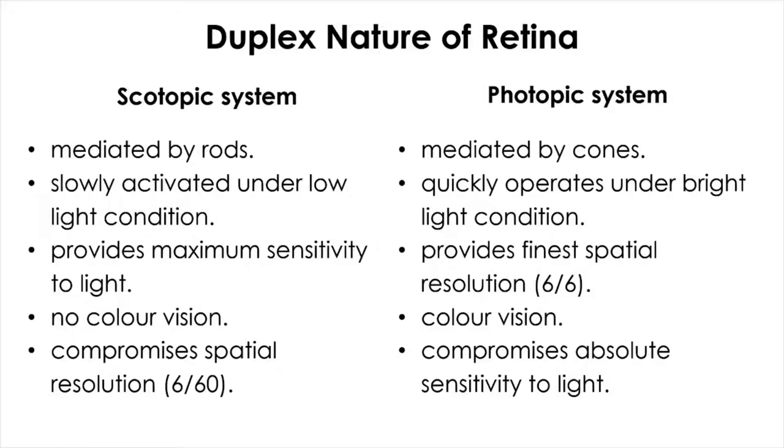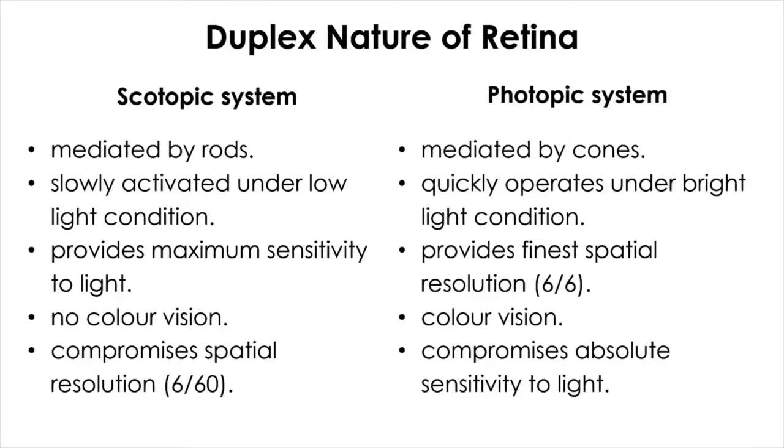The photopic system, on the other hand, is very quick in terms of its temporal properties. The photopic system is very fast, as long as there's enough light in the environment. And the scotopic system is the most sensitive to light, whereas the photopic system provides the finest spatial resolution. The scotopic system has very poor spatial resolution at the expense of maximum sensitivity to light. And the scotopic system is pretty much colorblind, whereas the photopic system is responsible for most of our color vision.